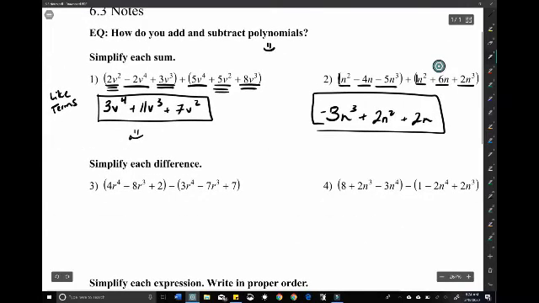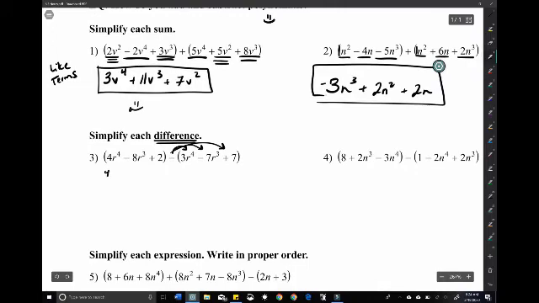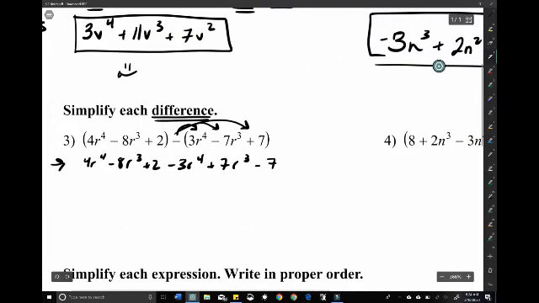Okay. The difference with differences is you want to, I think the best idea is to distribute the negative and then change to addition. So just take your time, write it out again. Plus 2 minus 3r to the fourth plus 7r to the third and minus 7. From here, then you're just combining your like terms.